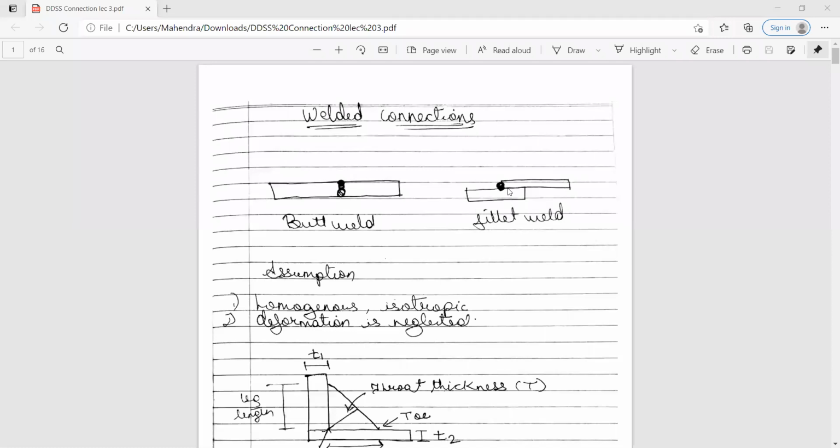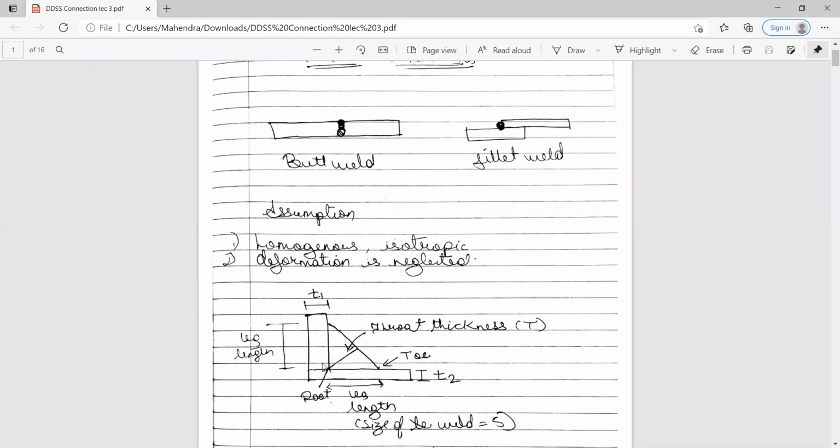And if two plates are there and you have to do the welding, you are going to use the fillet weld. Then the particular assumptions for the welded connections are that it should be homogeneous, it should be isotropic, and the deformation is being neglected in the welded connections.